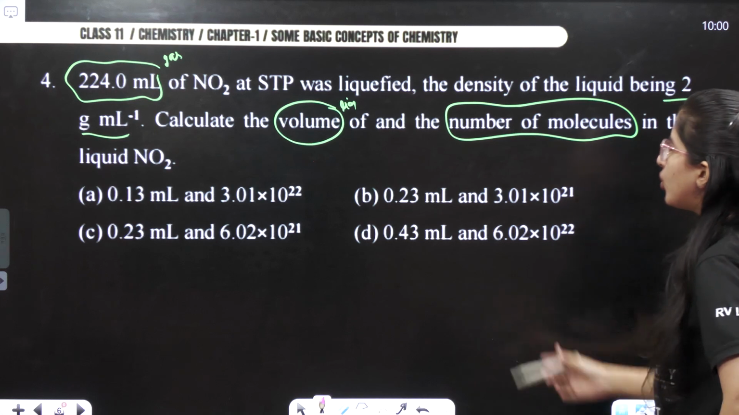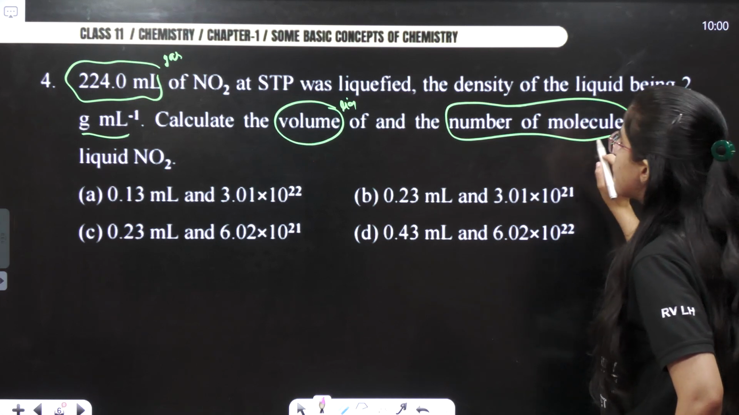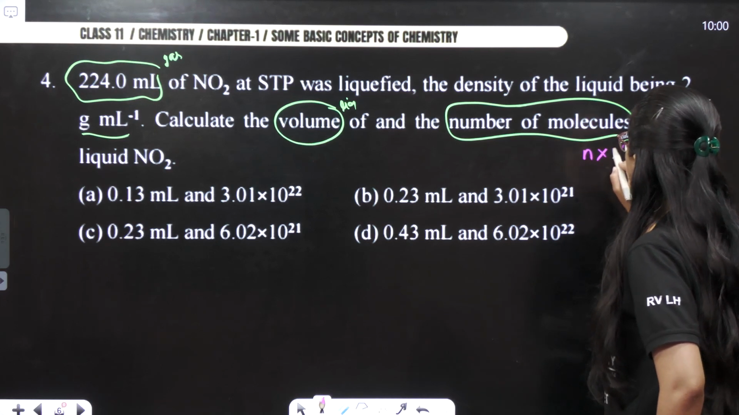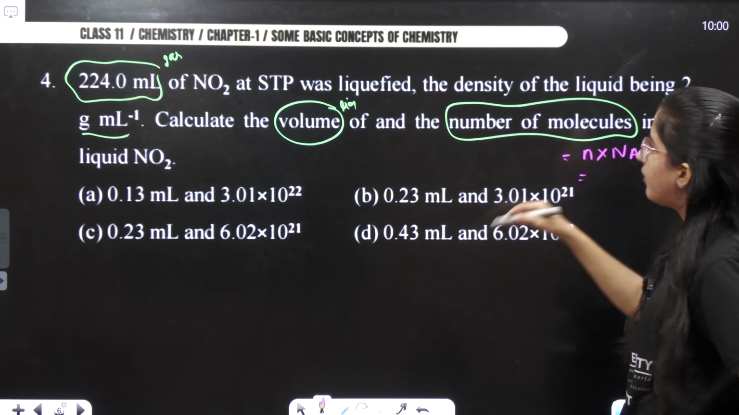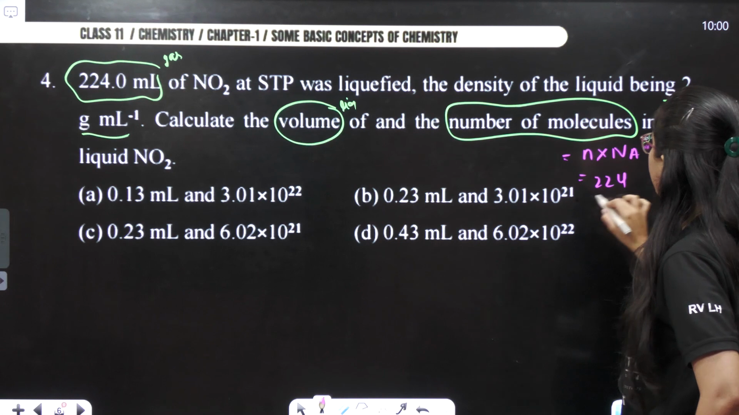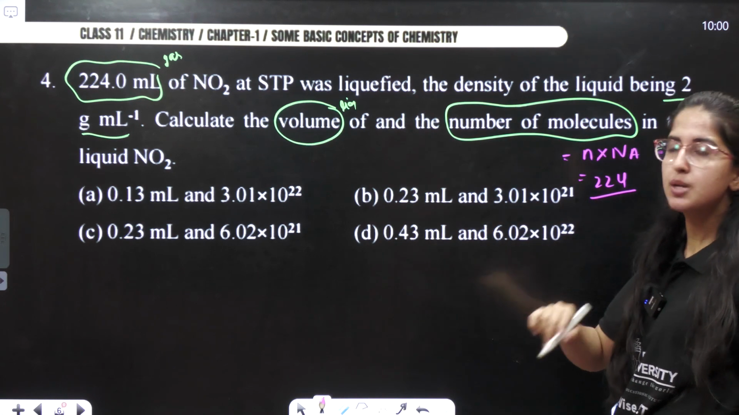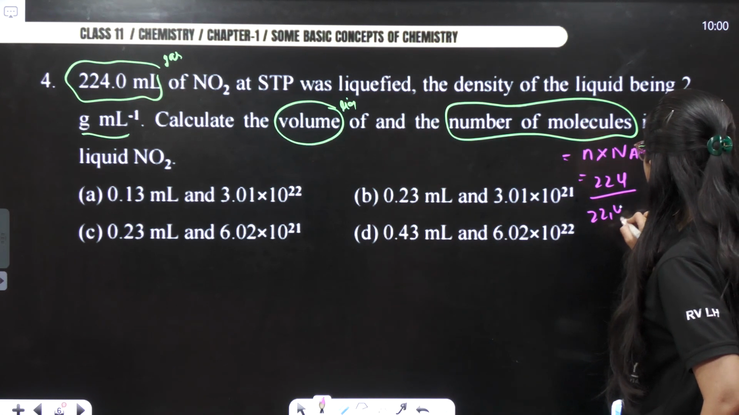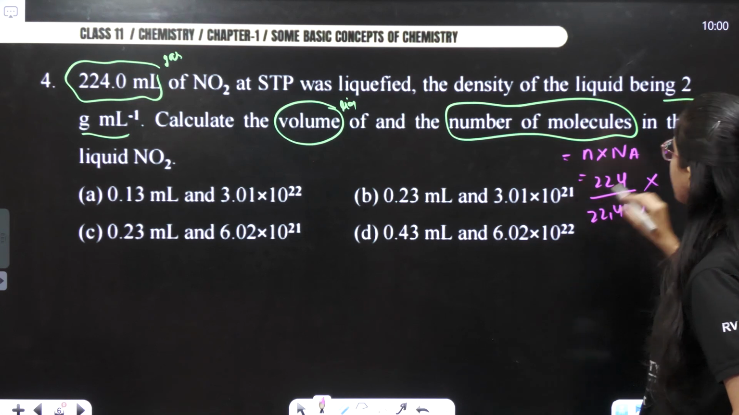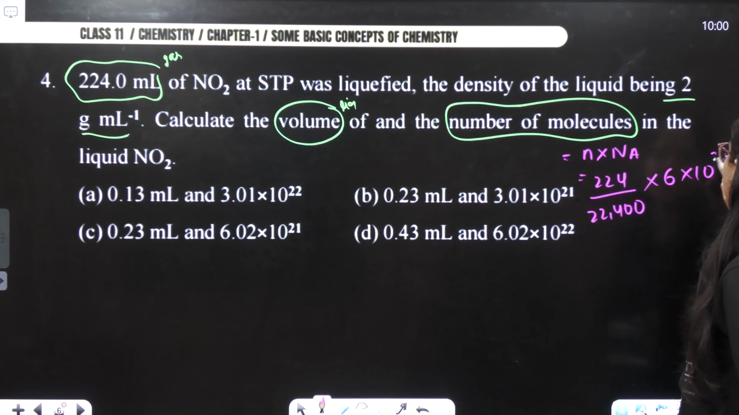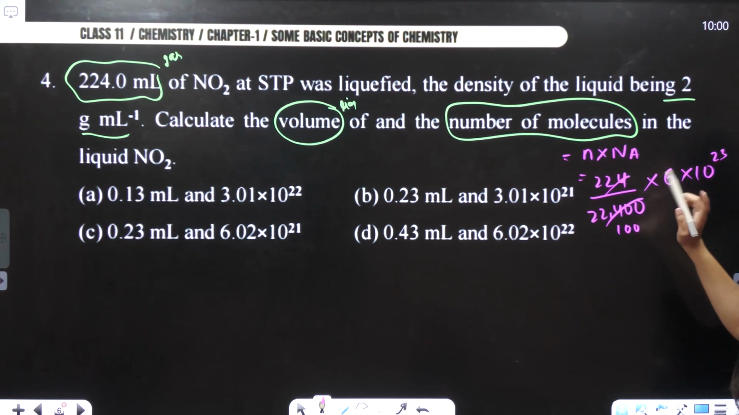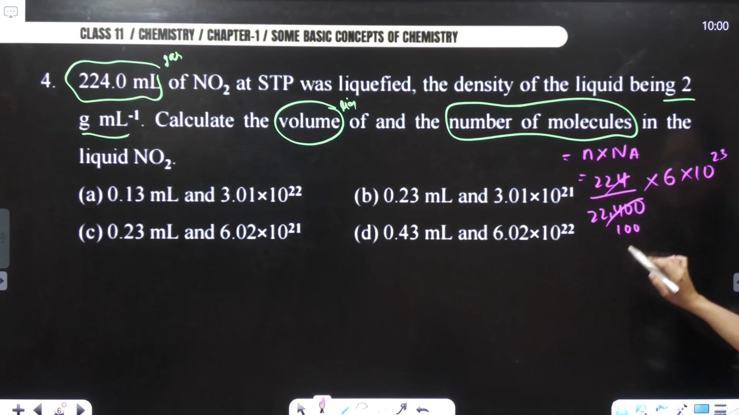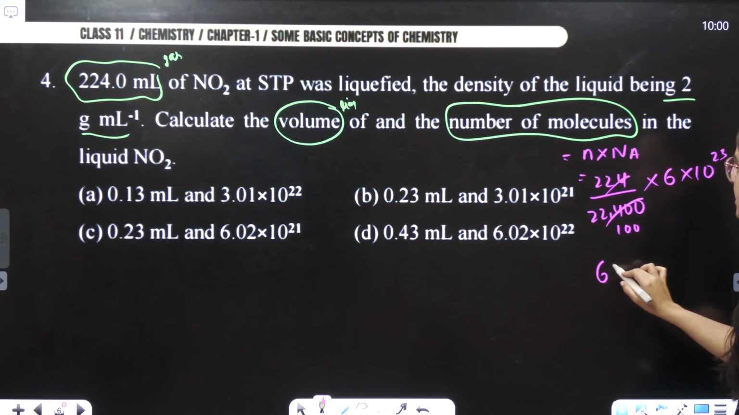How can you do that? You know that the number of molecules will simply be the number of moles into Avogadro's number. So how will we calculate the number of moles? Given volume 224 divided by the volume at STP, 22,400, and into Avogadro's number, which is 6 into 10 raised to 23. So now it will be 100, and it will give us 10 raised to minus 2. 23 minus 2 is 21. So it will be 6 into 10 raised to 21 molecules.